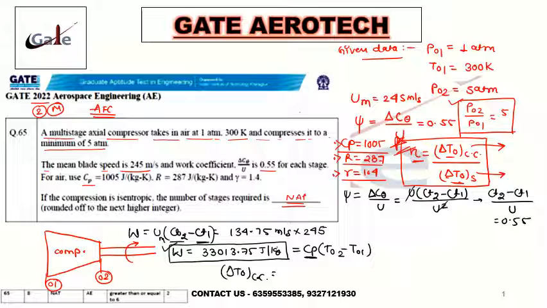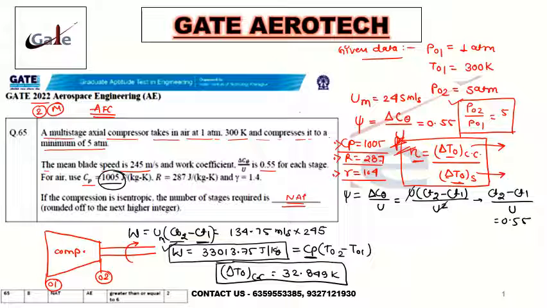You got this. So if you divide this by 1005, you will get 32.849 Kelvin. So this is the change in stagnation temperature. Whenever I'm saying temperature, that is stagnation temperature for our compression.